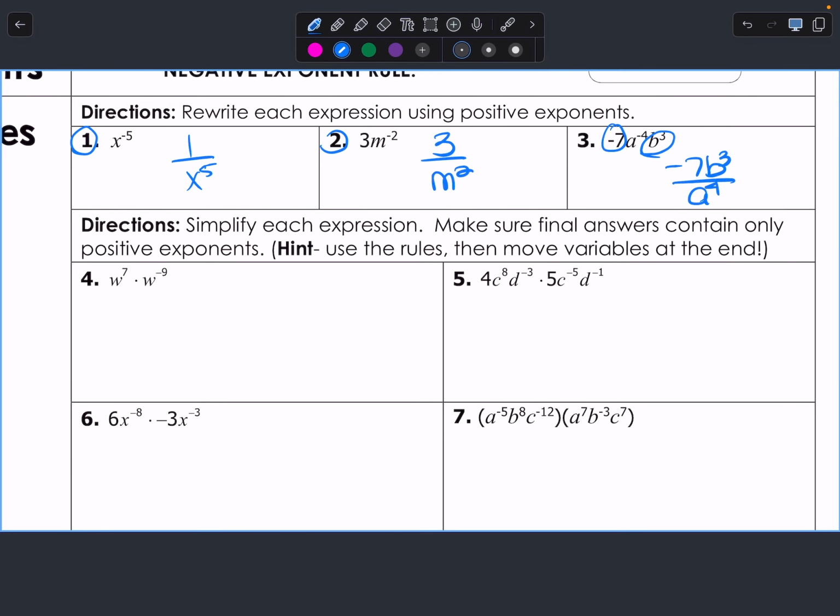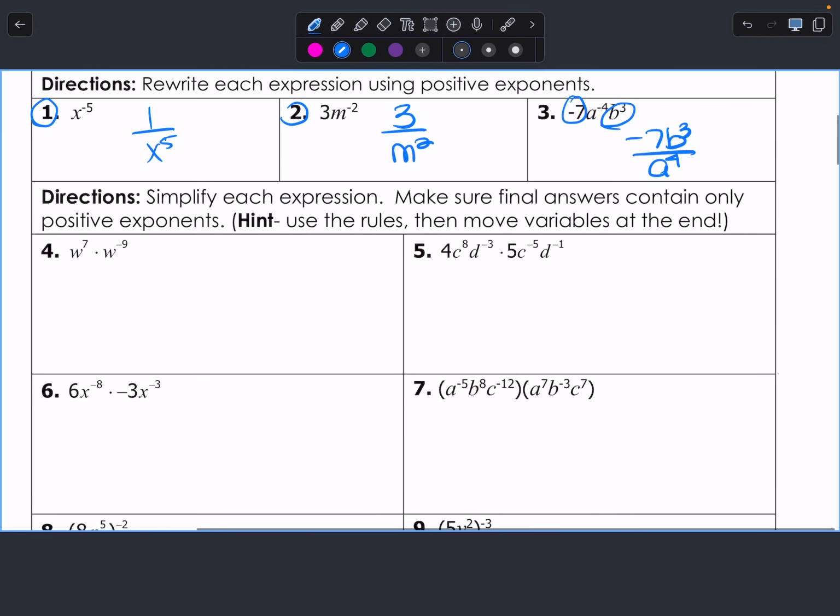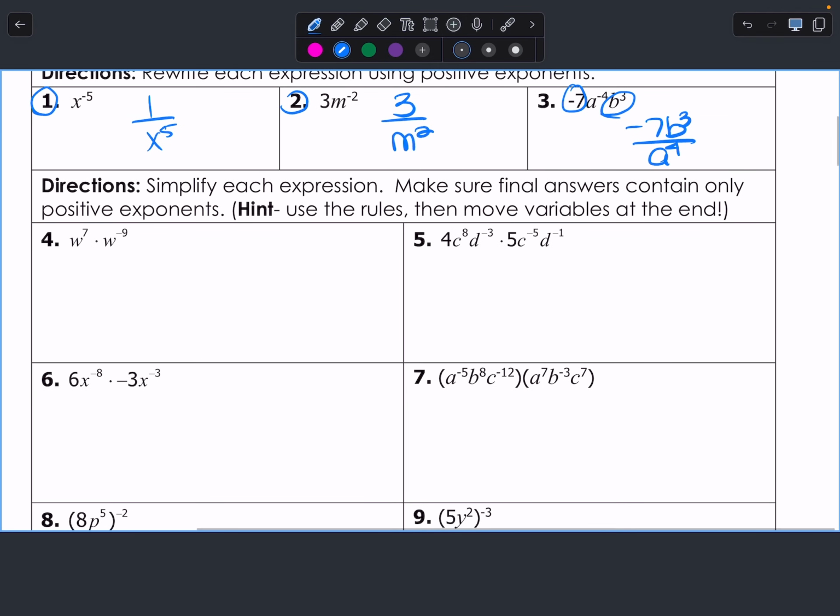If you can't see, you can move so where you can see. Questions that you guys have so far?